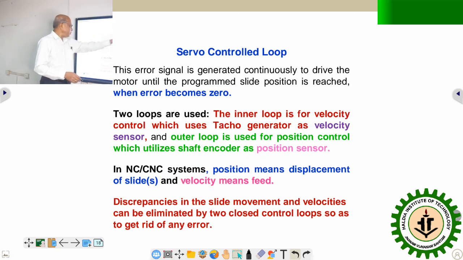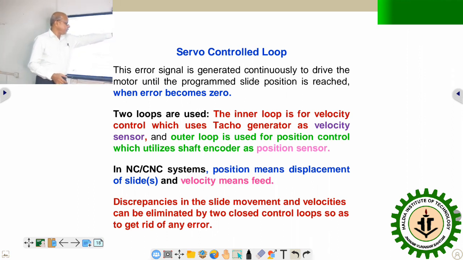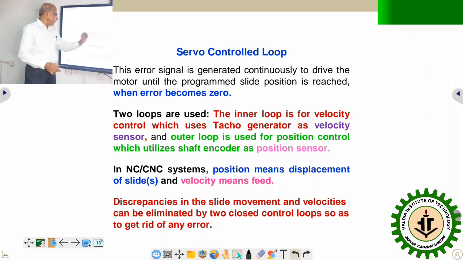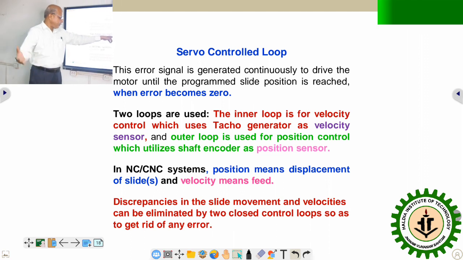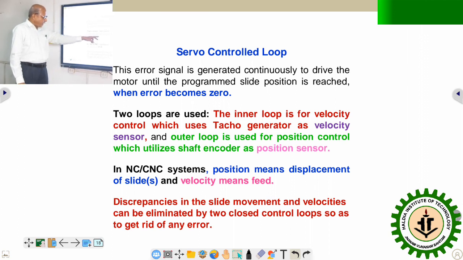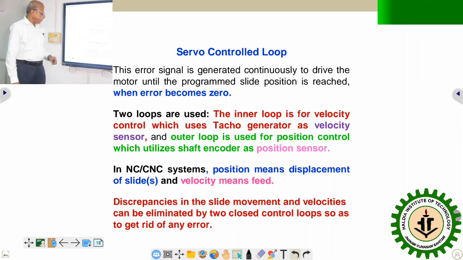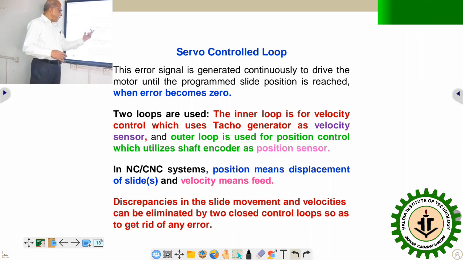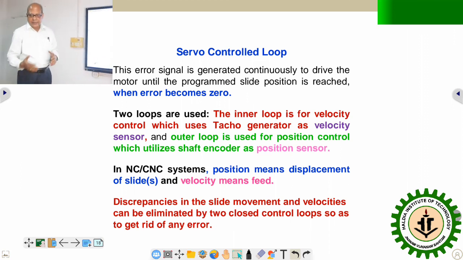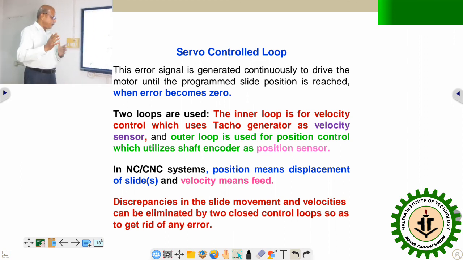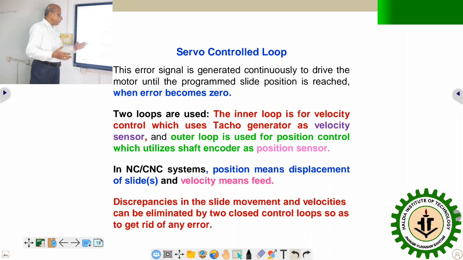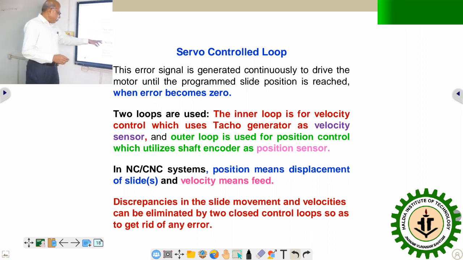So this error signal is generated continuously to drive the motor until the program's right position is reached, when error becomes 0. Two loops are there. The inner loop is for velocity control, which uses tacho generator as velocity sensor, and the outer loop is used for position control, which utilizes shaft encoder as position sensor. Regarding this tacho generator and encoder, we will discuss towards the end, about the different types of sensors used in the CNC system.